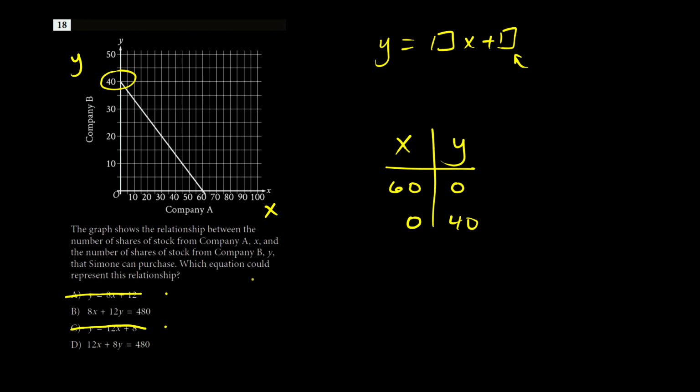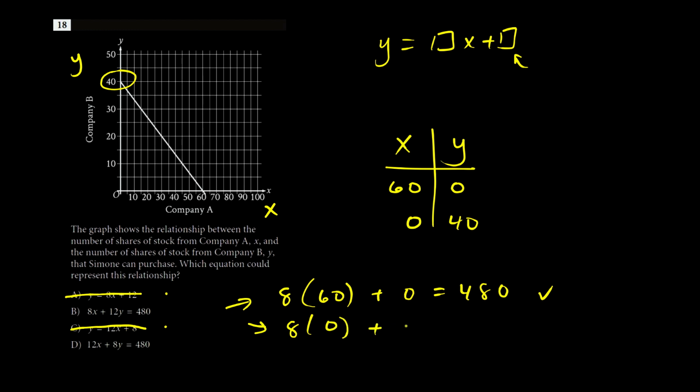So if we try choice B, we would have 8 times 60 plus 0 equals 480. Well, that's true. And then try our second point here, because we wanted to make sure it's true for both. 8 times 0 plus 12 times 40 equals 480. Well, that's true for both, so that's going to work. So just by identifying the intercepts, we could substitute in and get those answers.